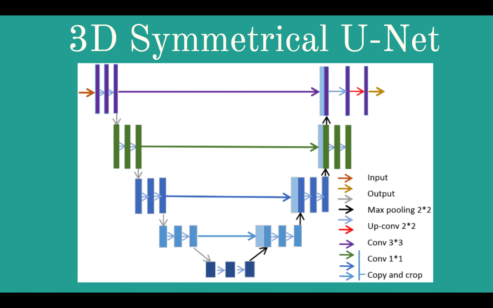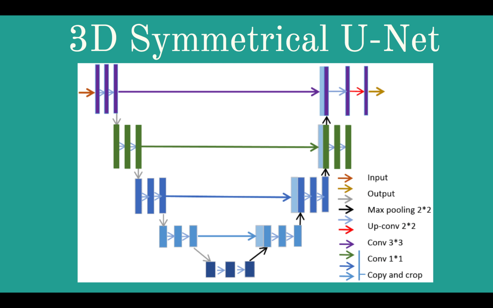Now let's talk about the methodology. So I used a 3D symmetric U-Net model to do the semantic segmentation task. This U-Net model consists of 4 encoding and 4 decoding blocks. Each encoding block consists of 2 convolution layers with batch norm and ReLU activation layer. And finally, we have one max pooling layer after each encoding block.